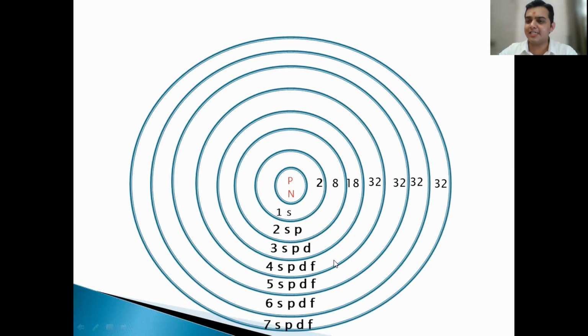And from the fourth shell onwards, SPDF. S contains 2, P contains 6, D contains 10, F contains 14. Add all of them. 2 plus 6 is 8, 8 plus 10 is 18, 18 plus 14 is 32. That's why from this shell onwards, it is 32, 32, 32.